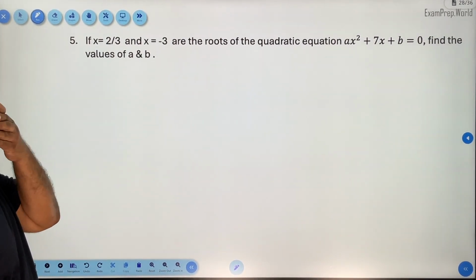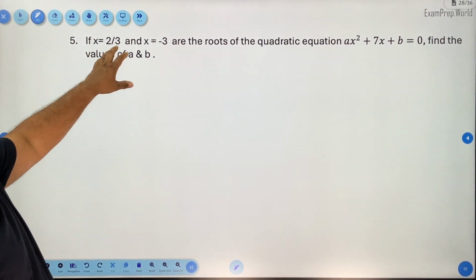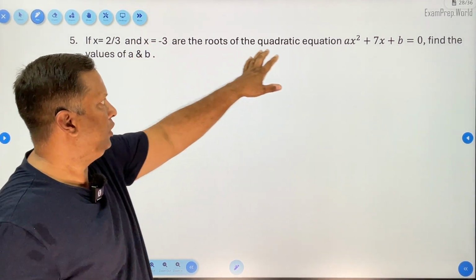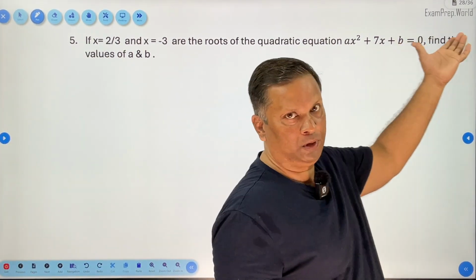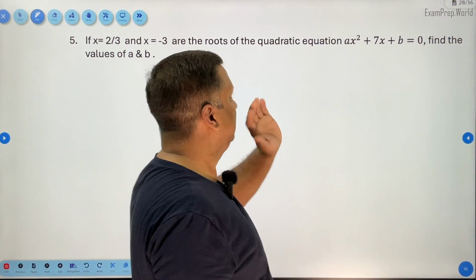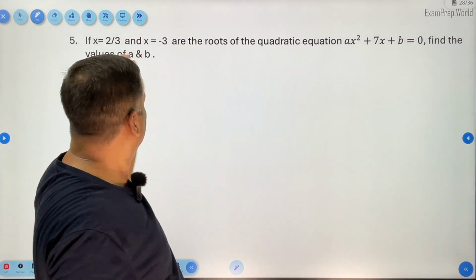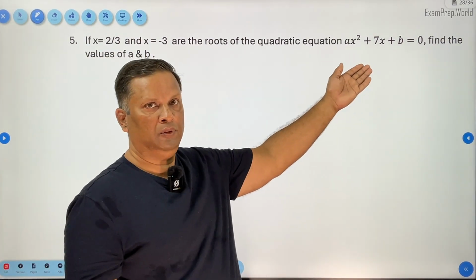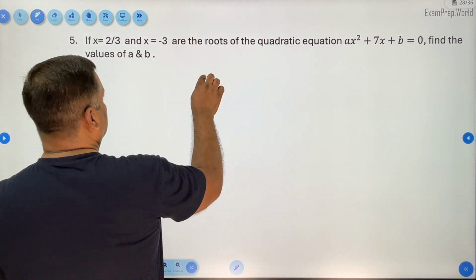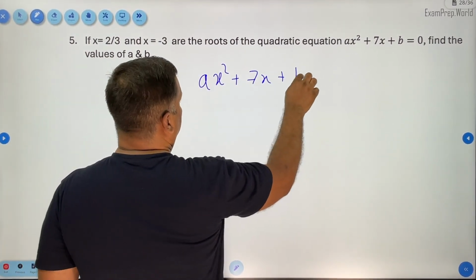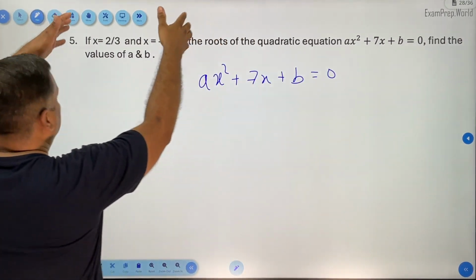Now, if x is 2 by 3 and x is negative 3, what are these? These are roots. Okay, and the quadratic equation they have given is a partial quadratic equation. They didn't complete the whole equation. They only want you to find the values of a and b. So you find your quadratic using these roots and compare with theirs.